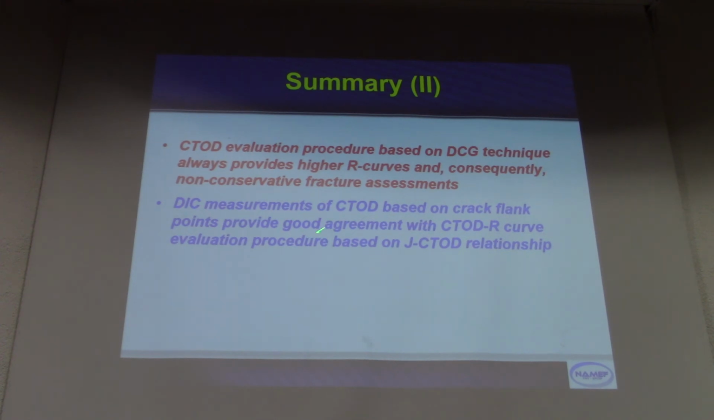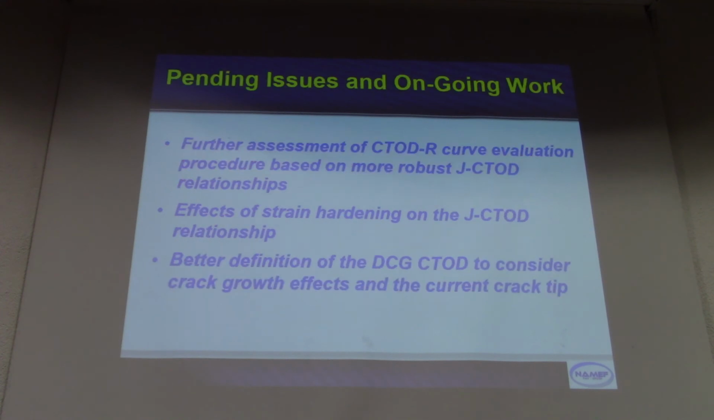So if you use your double clip gauge resistance curve in your assessment, your defect assessment, you are for sure going to be non-conservative. It's not always a very good idea.